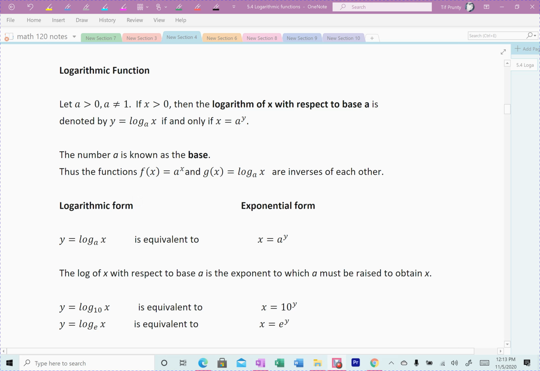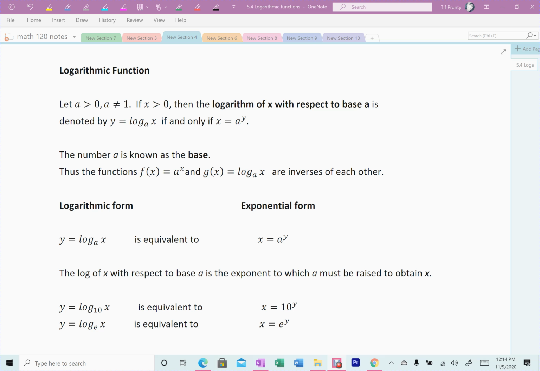Logarithmic function. As we talked about in the last video, its whole purpose in life, and the whole reason for its existence, is to solve the inverse of the exponential function so that we can solve for the exponent. That's the only reason it was created.